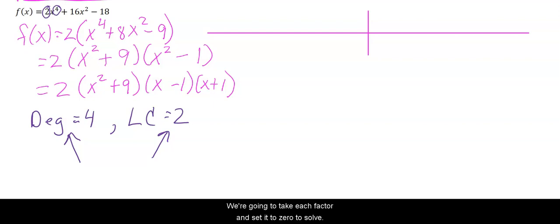Now let's find our x-intercepts. We're going to take each factor and set it to 0 to solve. 2 does not equal 0. It's not wrong, it just doesn't give us an x-intercept.